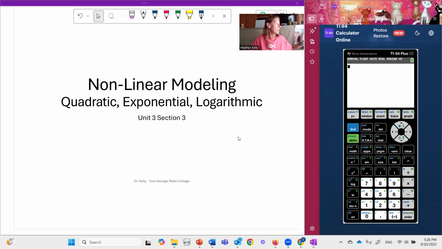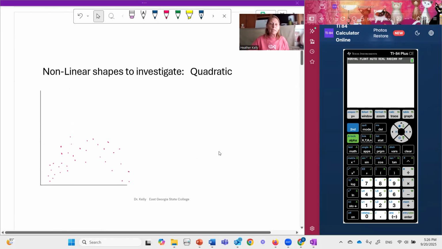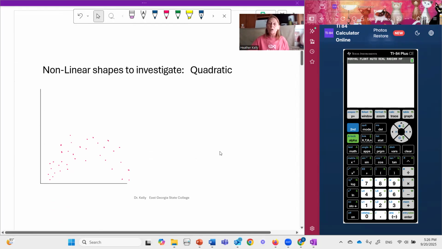Now, you may or may not remember any of this from your previous learnings, so I'm going to go over what these shapes are. That's going to be important for when I give you a bunch of mixed questions in your homework and you have to find the scatter plot and decide what kind of equation we have. All right, so let's first investigate quadratic.